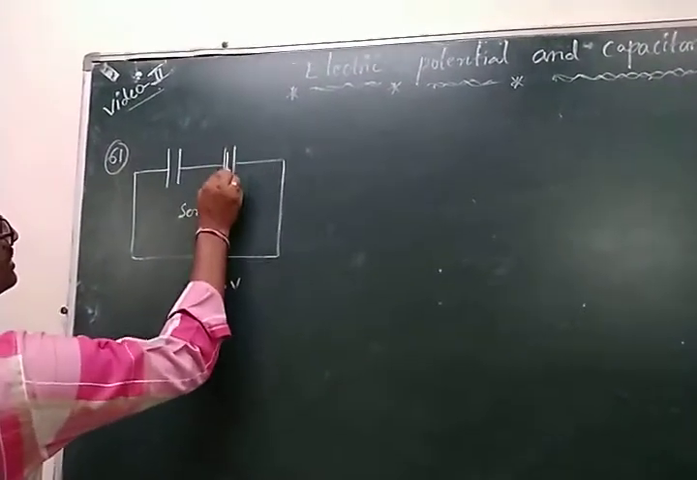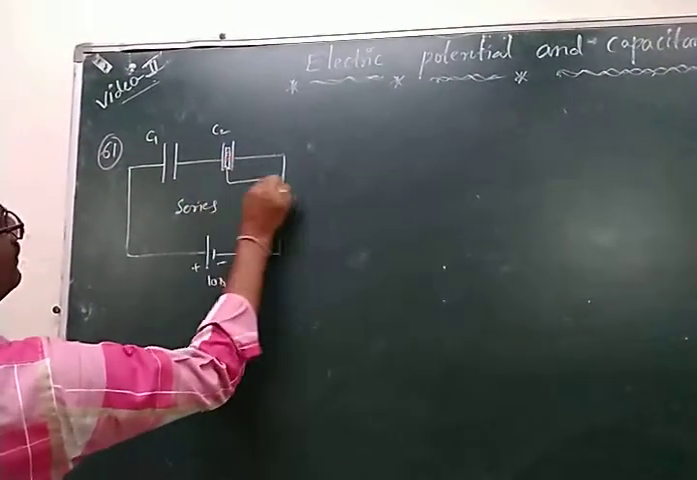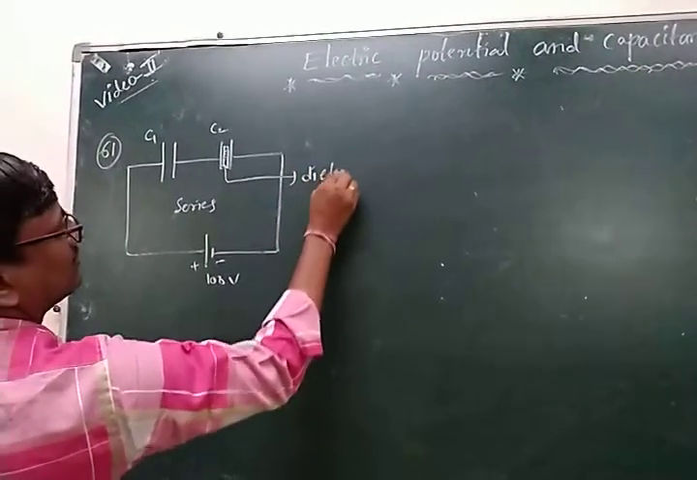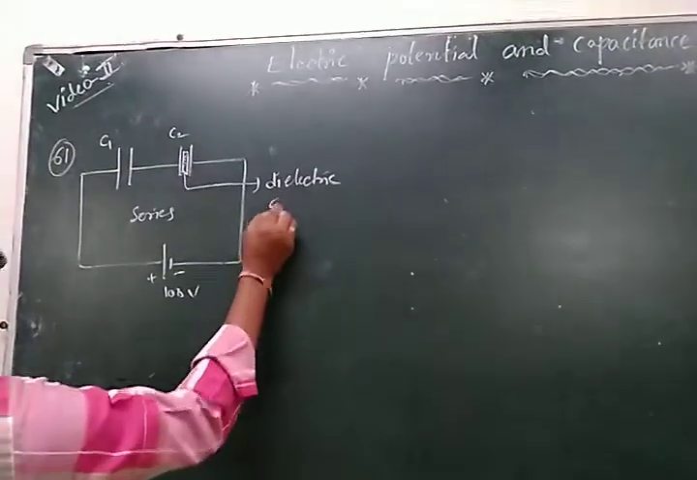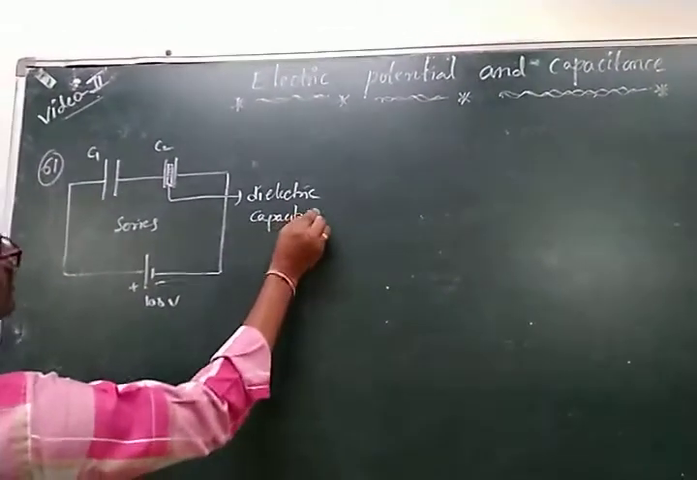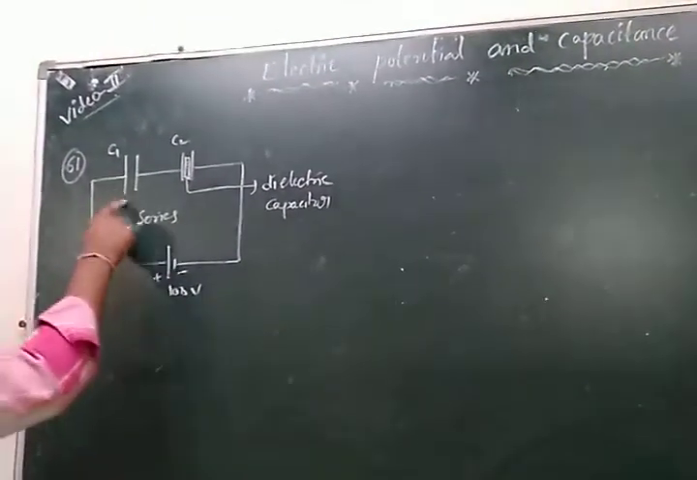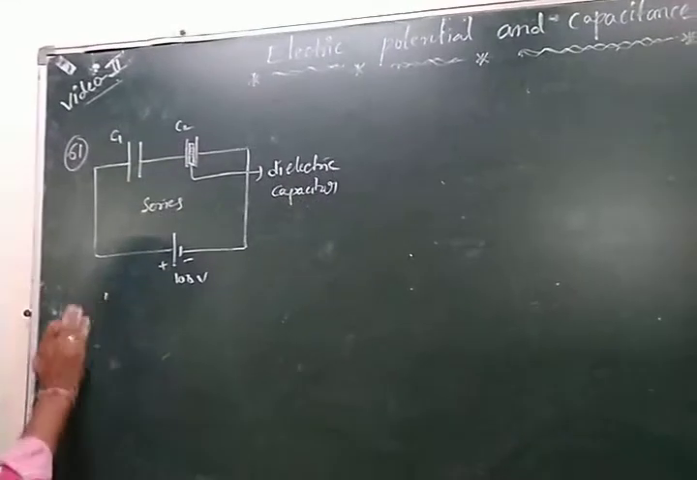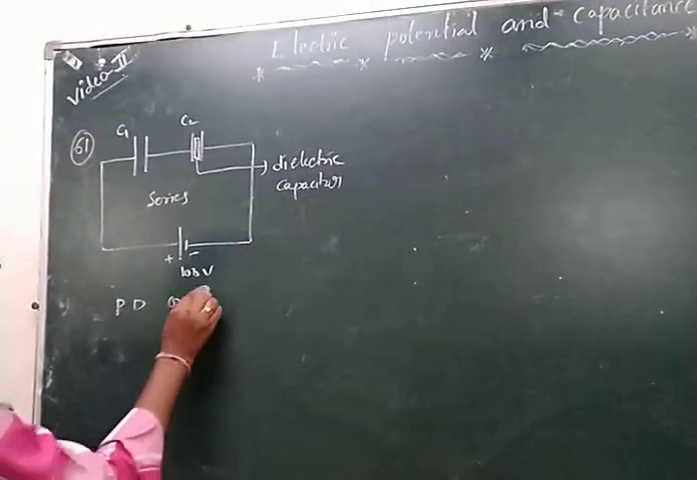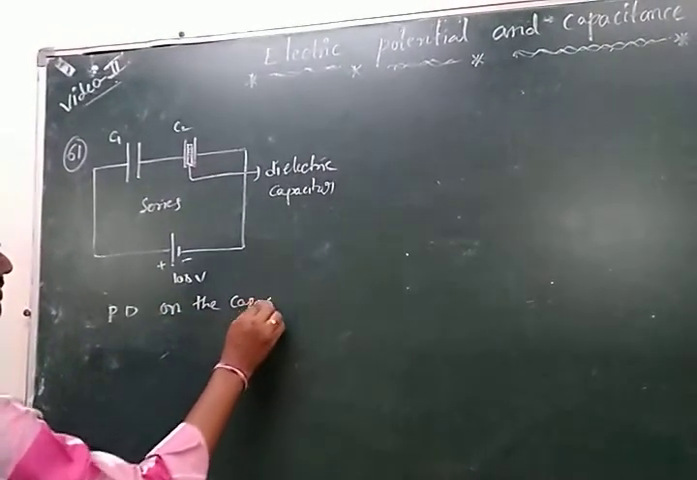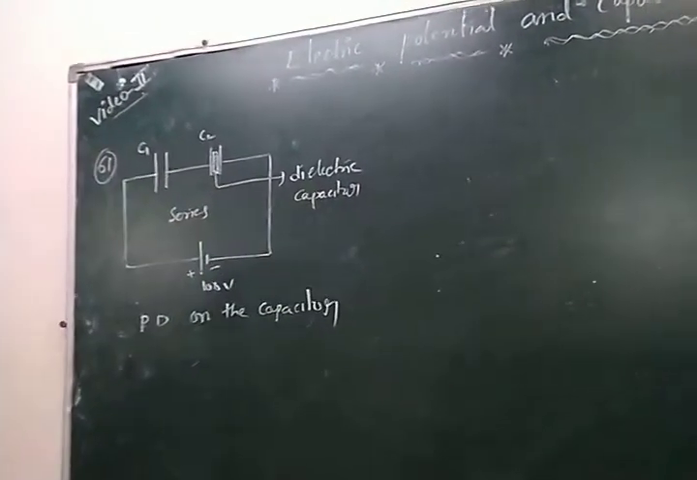This is C1, this is C2, and this is the introduction of a dielectric in the second capacitor. Okay, now the potential difference on the capacitors. Here we can find out the potential difference of C1 and C2.